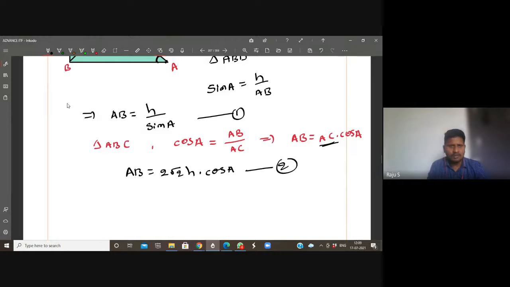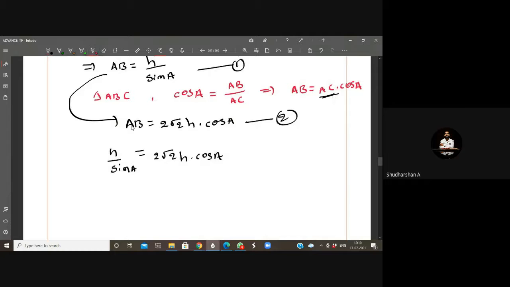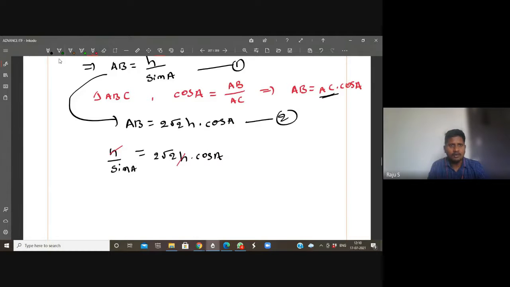What do you observe here from equations 1 and 2? The LHS is the same, so we should equate. So from equation 1, H by sin A is equal to 2√2 times H times cos A. Now H gets cancelled. Now cross multiply. So 1 is equal to 2√2 sin A into cos A.